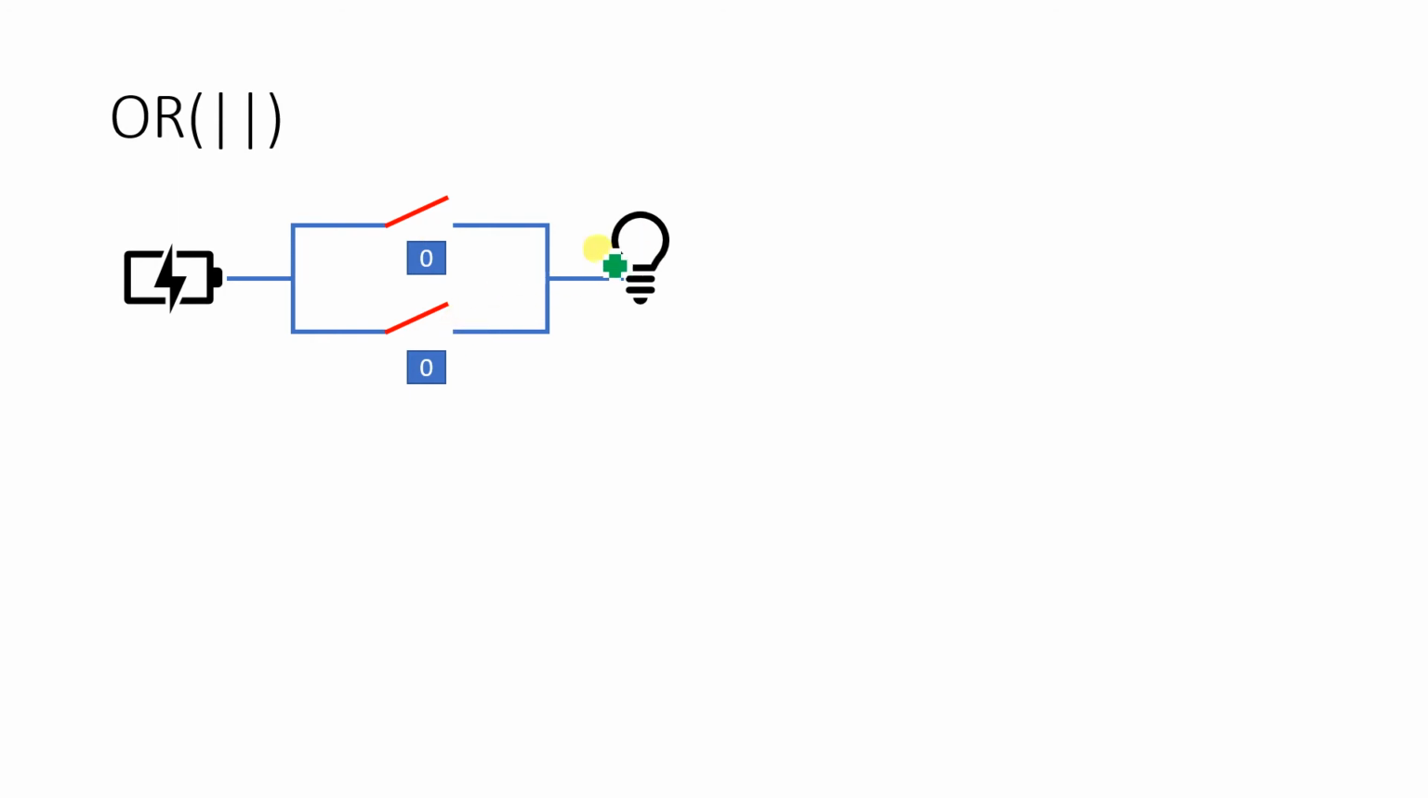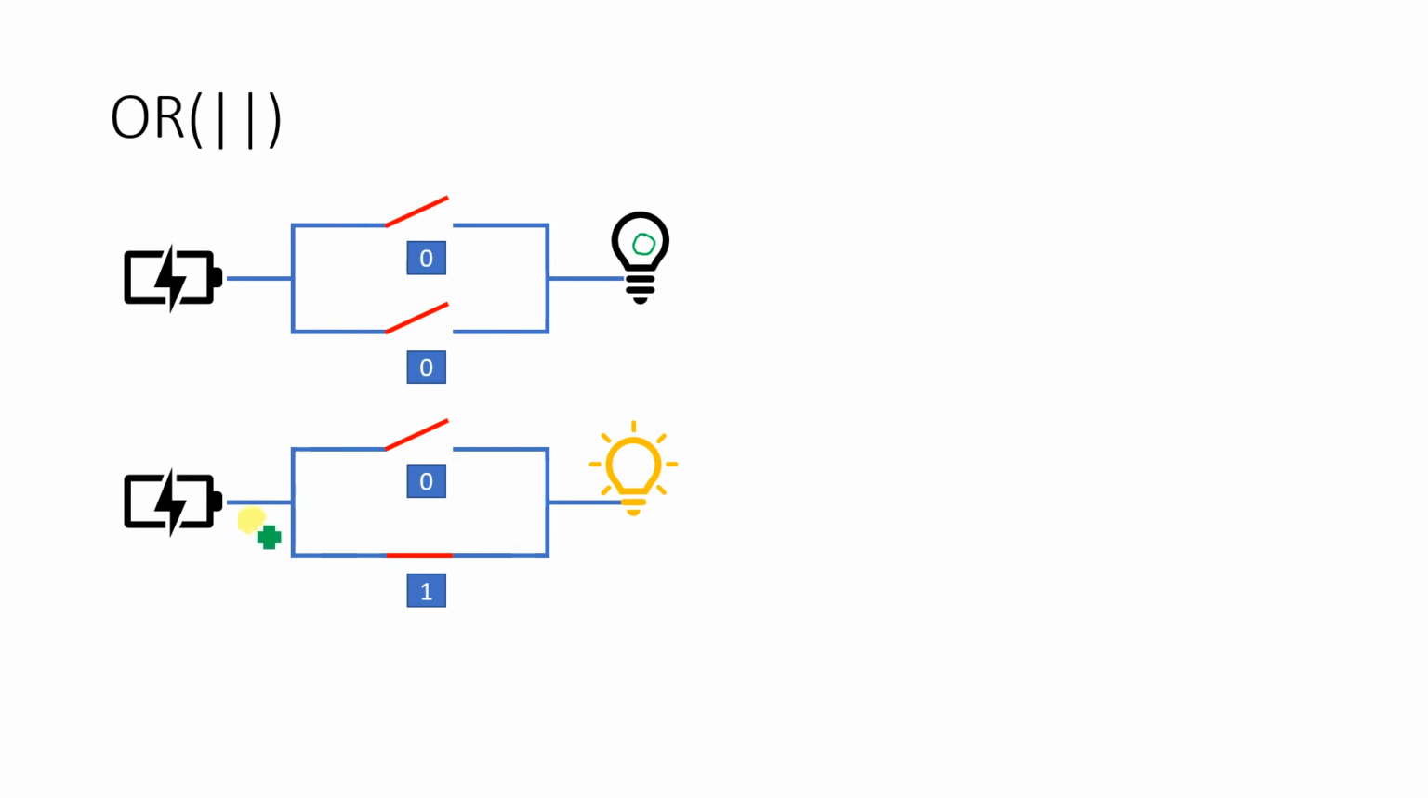That's why the bulb will not glow. So that means whenever the inputs are 0 0, the output will be 0. That means the bulb will not glow. But now consider the second situation. In this situation, what will happen?